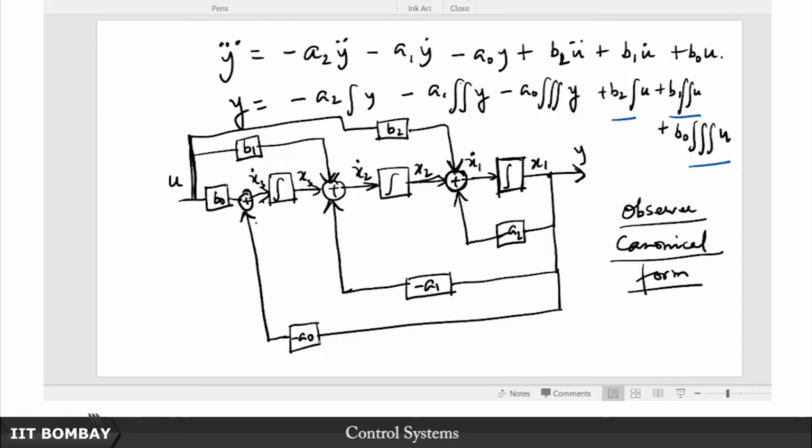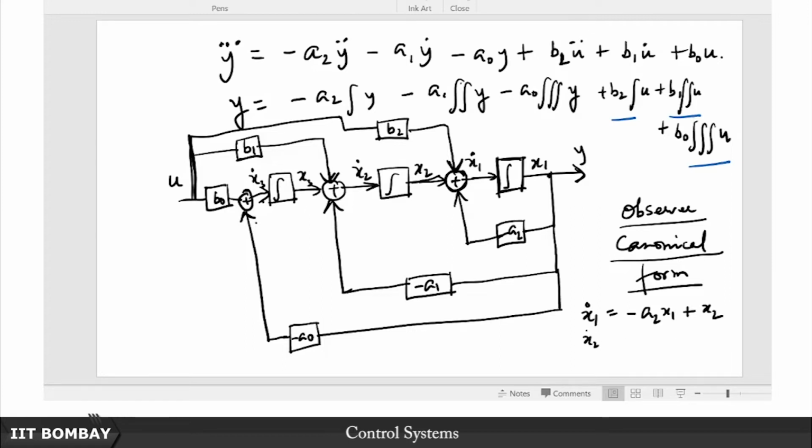So now what can we say about this? Well, let's carefully write the state space equations. You see the x1 dot is going to be equal to minus a2 x1 plus x2.